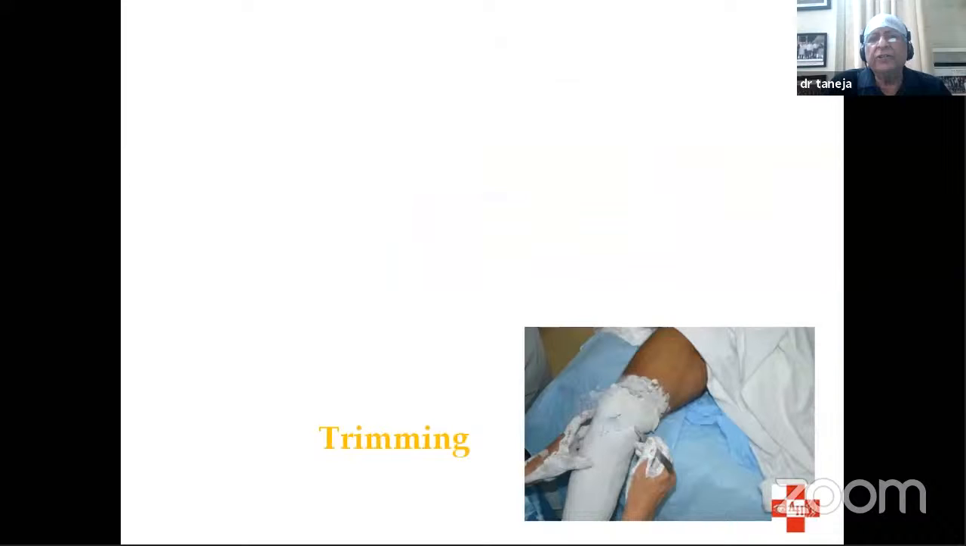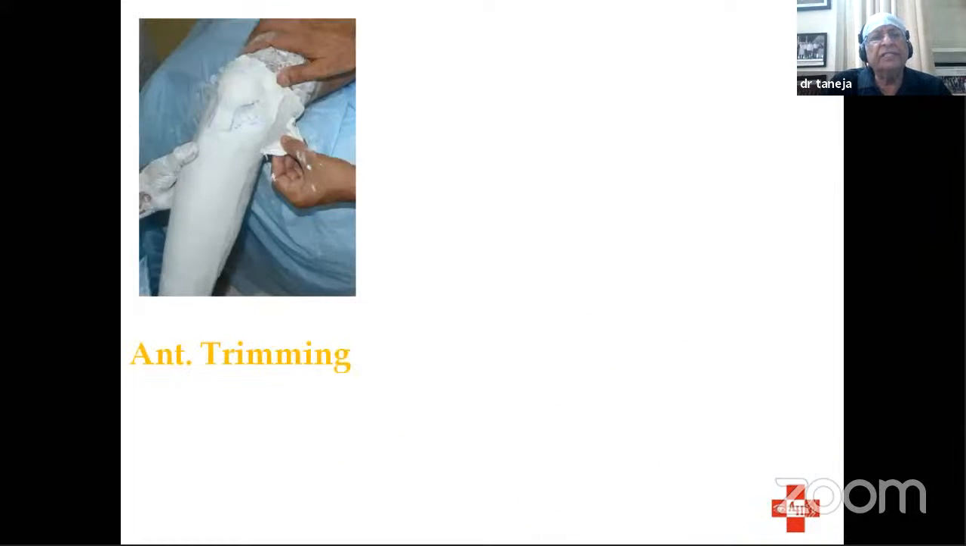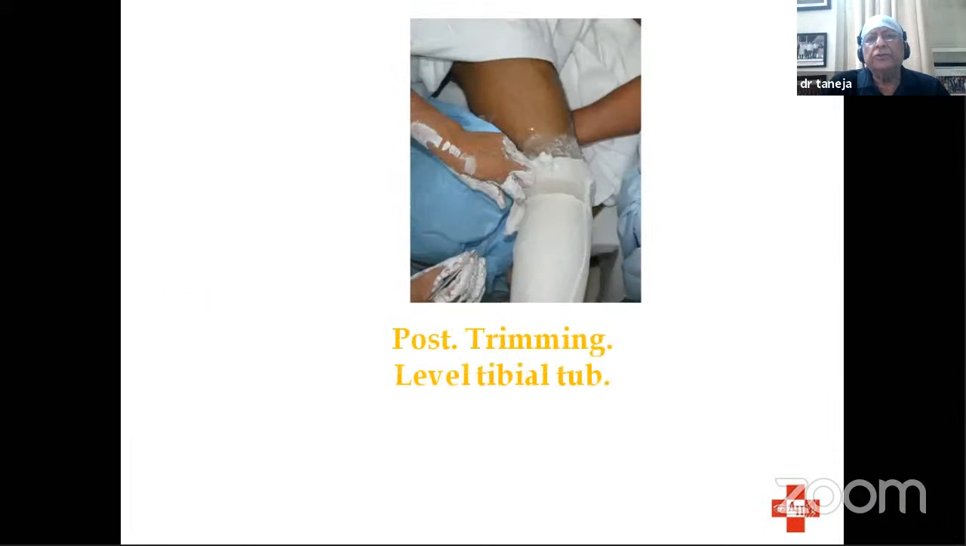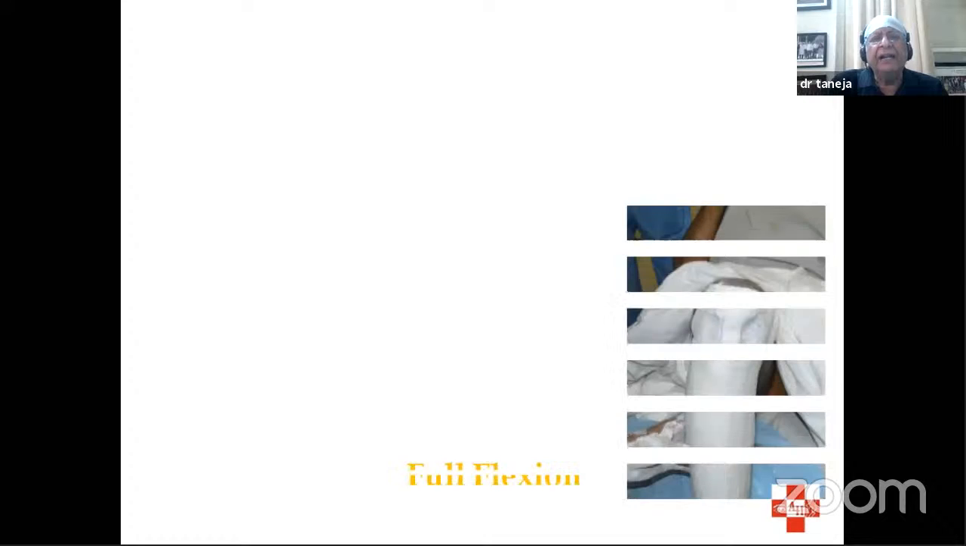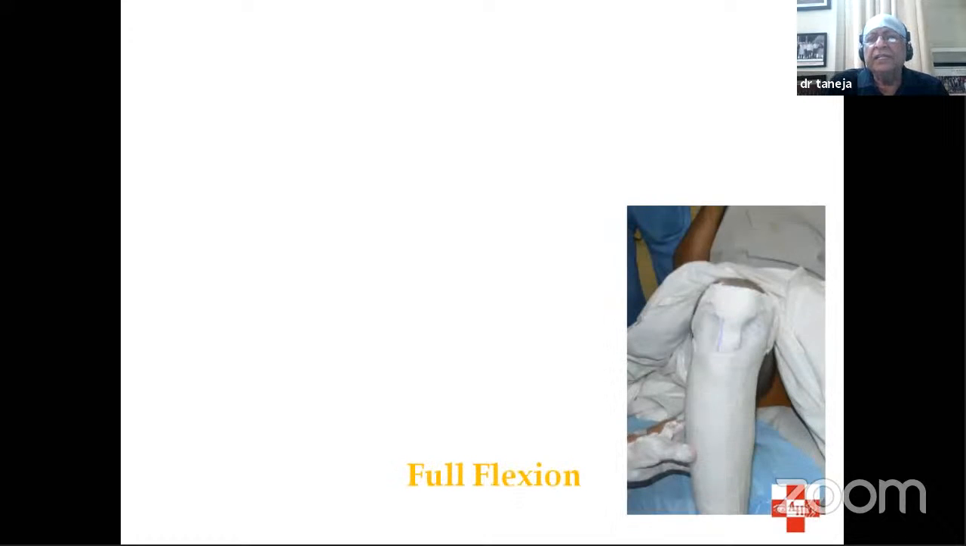Okay, and then what do you do? Then you have to do a trimming of this thing. So you do the anterior trimming and you do the posterior trimming. Now, when you are doing the anterior trimming, then you go and do the posterior trimming. What should be the level of posterior trimming? The level of the posterior trimming is at the level of the tibial tuberosity or slightly lower down, so that it doesn't hamper the movements of the knee joint. That's very, very important.